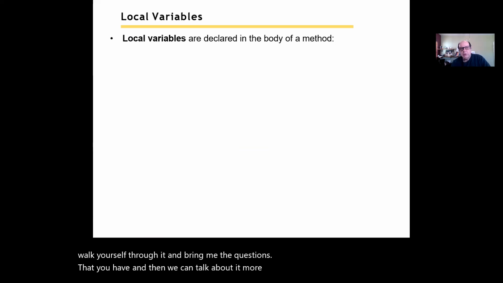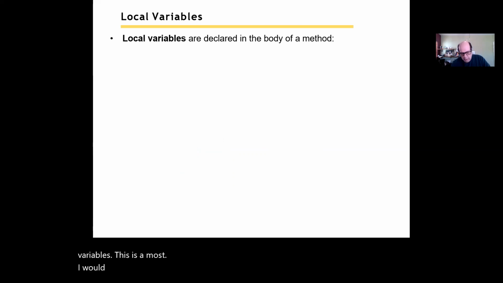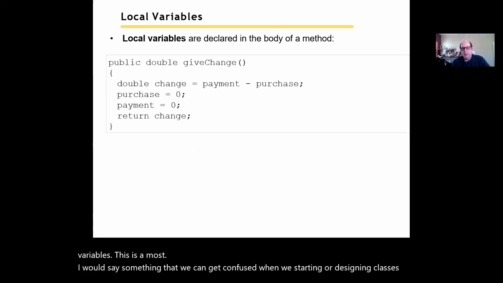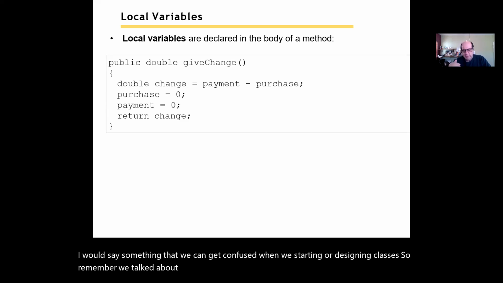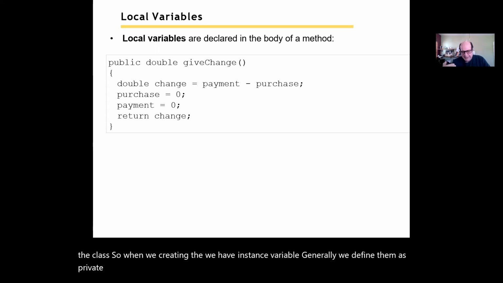The next topic is called local variables. This is something that we can get confused about when we are starting to design classes. So remember we talked about instance variables. Instance variables are variables that are part of the class. So when we're creating the objects, we have instance variables. Generally, we define them as private, so there is no direct access to our instance variables.